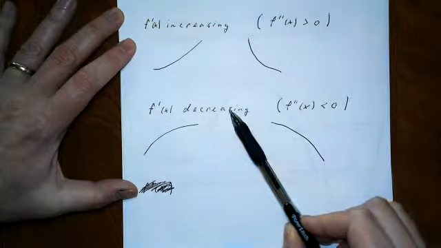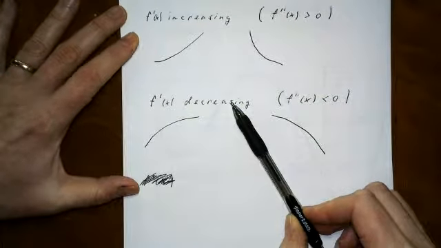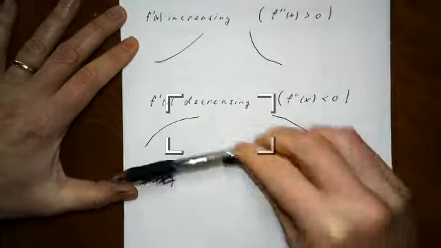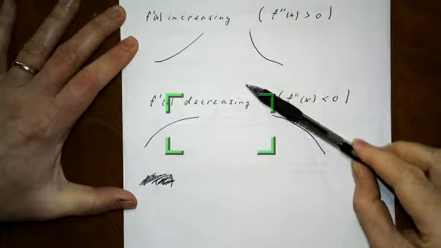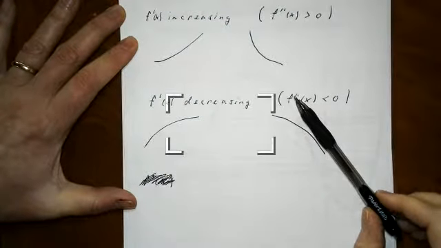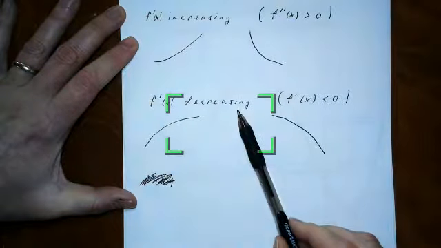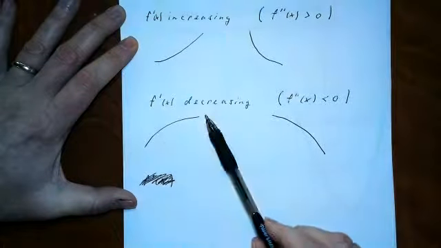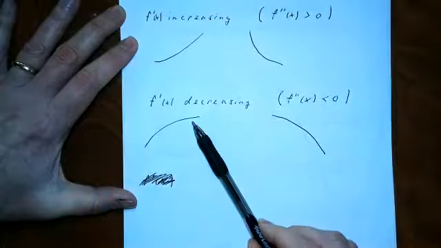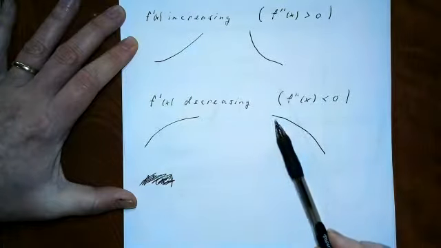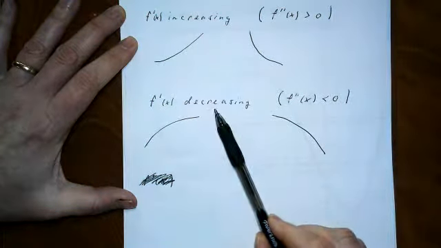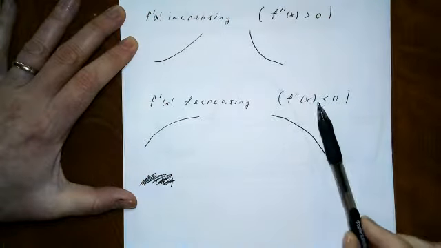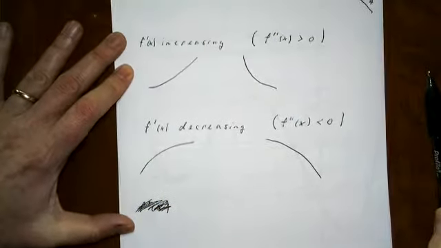On the other hand, if f prime of x is decreasing, that means the slope of f is decreasing. Here the slope is positive and becoming less positive. Here the slope is negative and becoming more negative. F prime decreasing means the slope of f is either positive and becoming less positive, or negative and becoming more negative. And again, f prime of x decreasing means its derivative, which is f double prime of x, is negative.